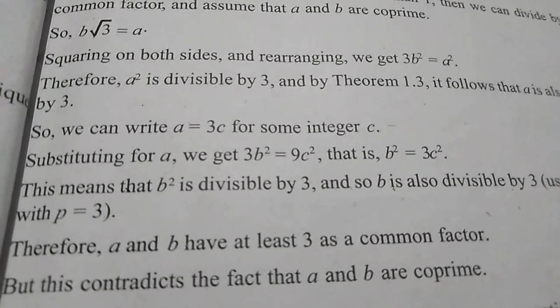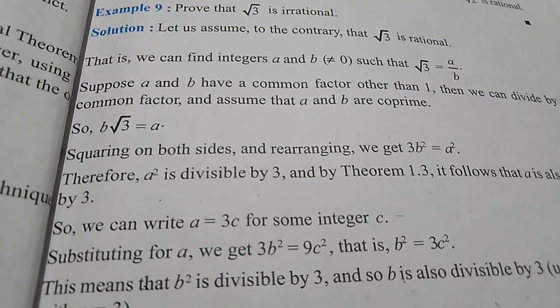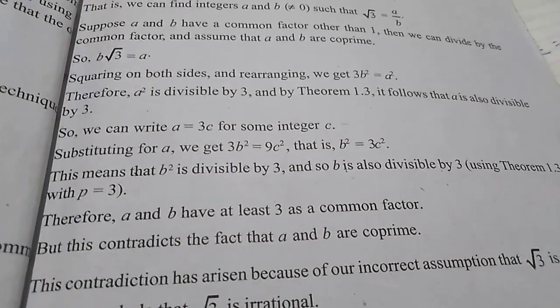That means that our assumption is wrong, and therefore what we had assumed, that root 3 is rational, is wrong, and therefore root 3 is irrational. Okay, so this is the indirect method of proof. Do this also, write it from the textbook.